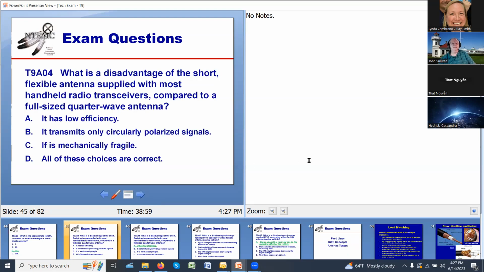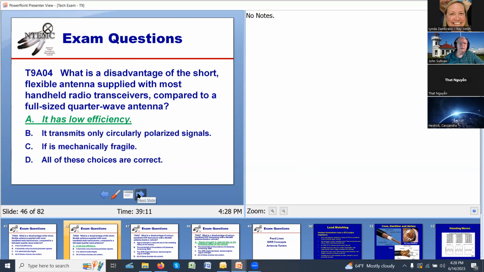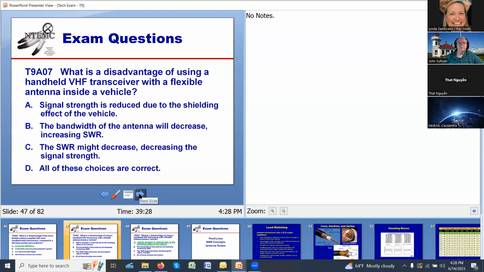What is a disadvantage of the short, flexible antenna supplied with most handheld radio transceivers compared to a full-size quarter wavelength antenna? Again, we talked about how inefficient that antenna is with that loading coil, a rubber duck antenna. So it has low efficiency. It may or may not be mechanically fragile, and depending how you're holding it, it's going to be vertical or horizontal, depending on how you point the antenna.